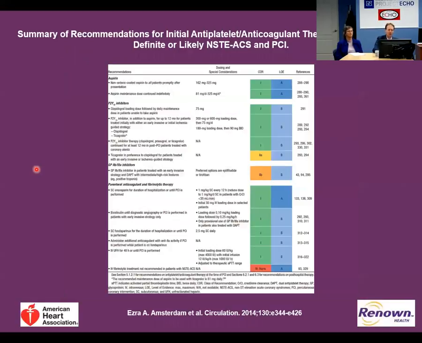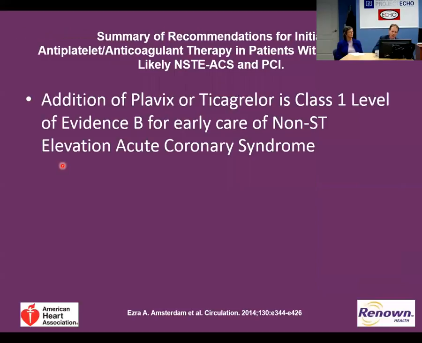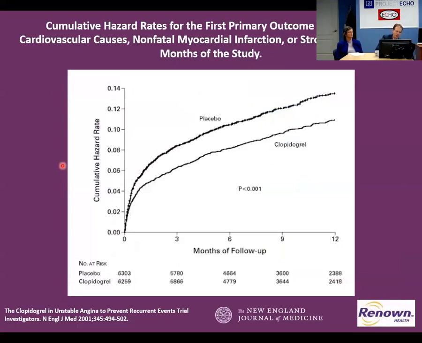I will talk in a future lecture, maybe next month, about non-ST elevation acute coronary syndrome, but I'll only point out here that in the case of P2Y12 receptors, in the setting of non-ST elevation acute coronary syndrome, which is also true in ST elevation acute coronary syndrome, the use of P2Y12 receptors upstream or in the aftermath of the event is class of recommendation 1, level of evidence B. It's about as high as it gets. So very useful therapy. That reviews class 1, level of evidence B for non-ST elevation acute coronary syndrome.